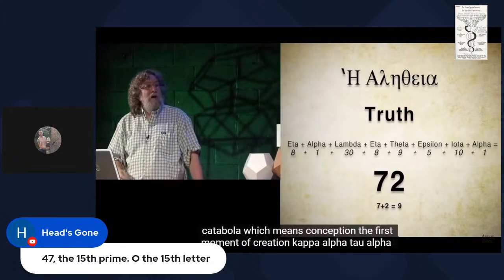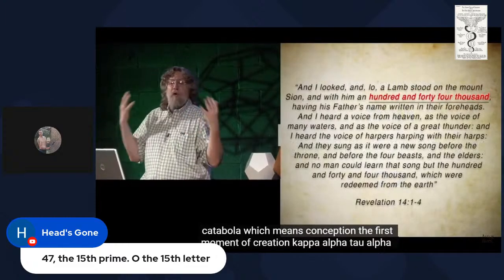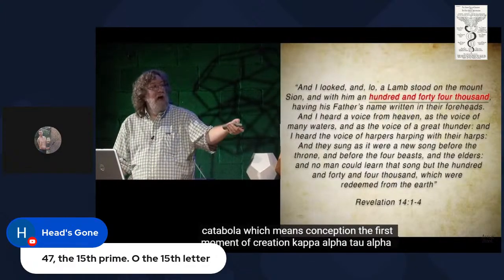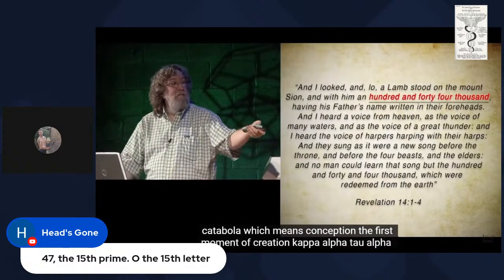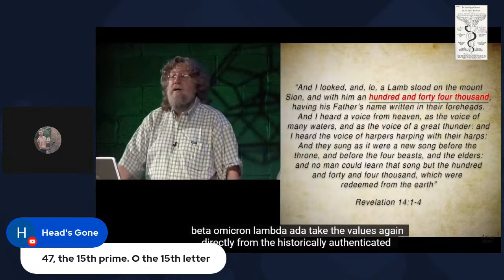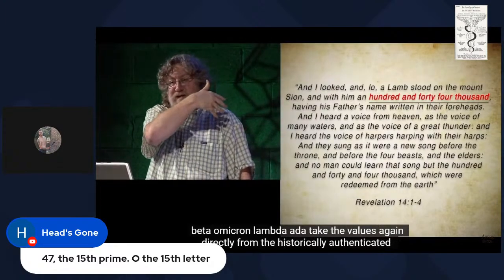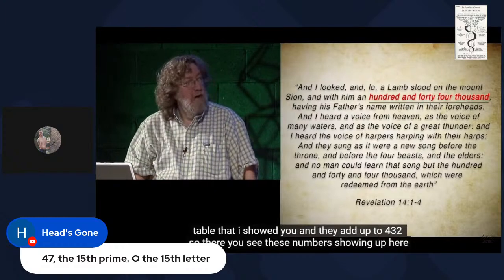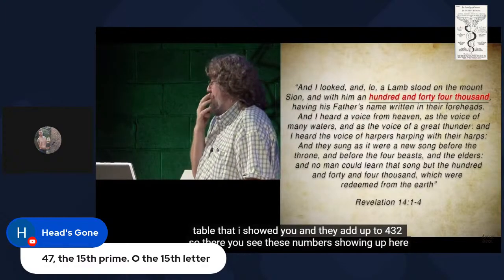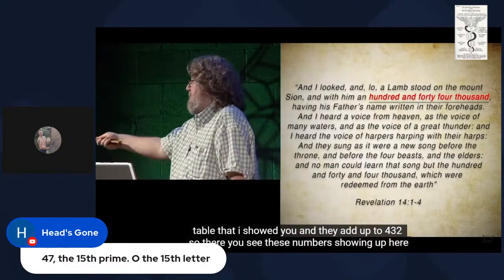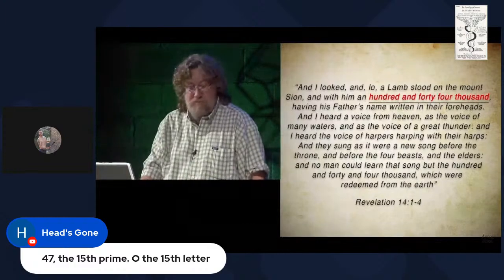Katabola, which means conception, the first moment of creation: kappa, alpha, tau, alpha, beta, omicron, lambda, eta. Take the values again directly from the historically authenticated table that I showed you, and they add up to 432. So there you see these numbers showing up here.